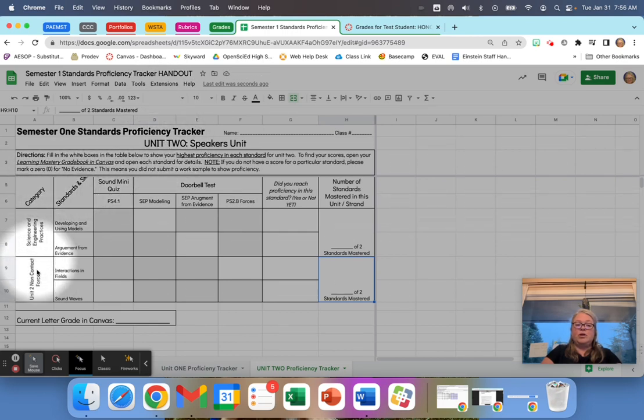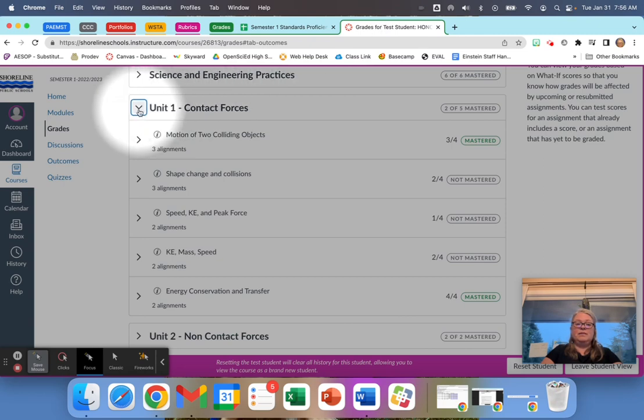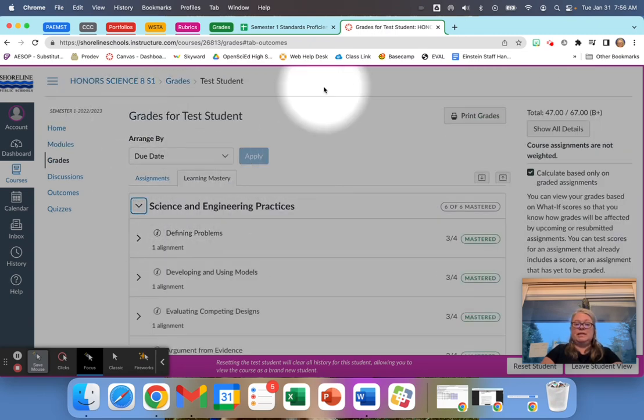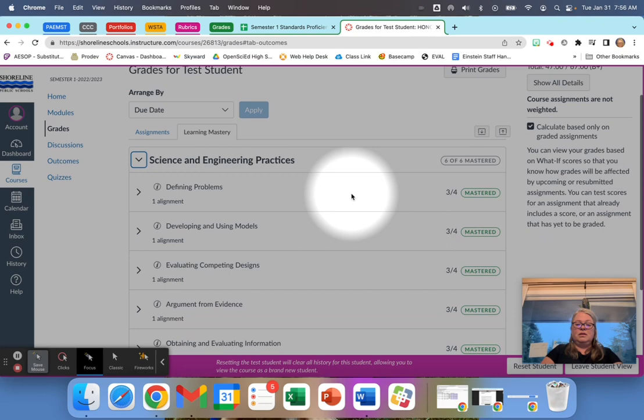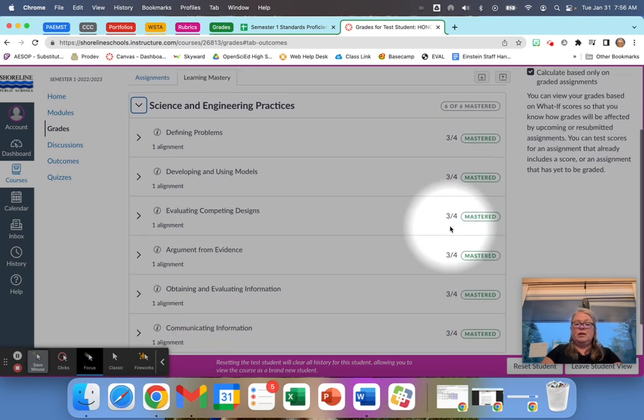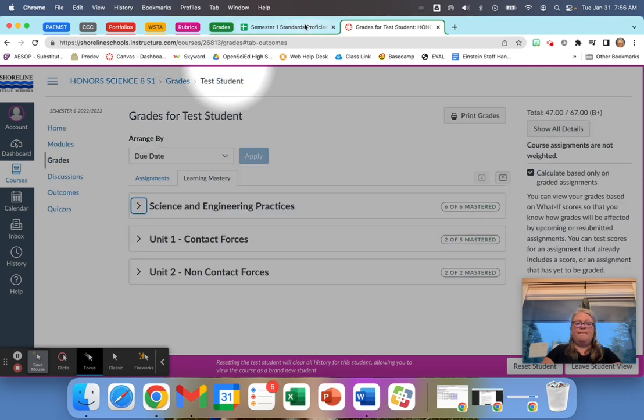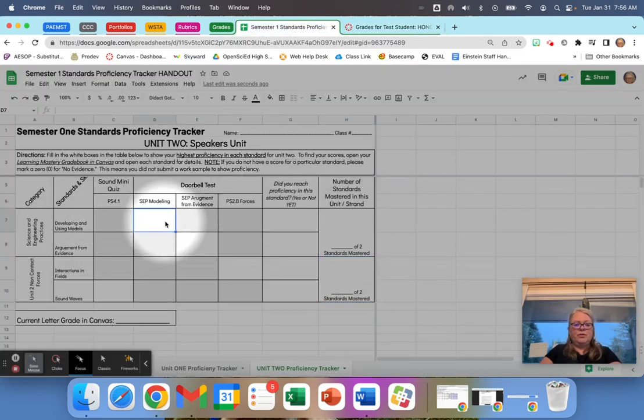Again, we have our category or our units and strands. Notice we have our science and engineering practices again. And then we have our Unit 2, non-contact forces. These are the standards and skills. These are the different assessments or tasks that we did to demonstrate proficiency. And I would go back over to Canvas, minimize the contact forces, look at science and engineering practices. There was developing and using models and argument from evidence. So I could see developing and using models was a 3. Argument from evidence was a 3. So I can come over here and write 3, 3, yes, yes, and 2.